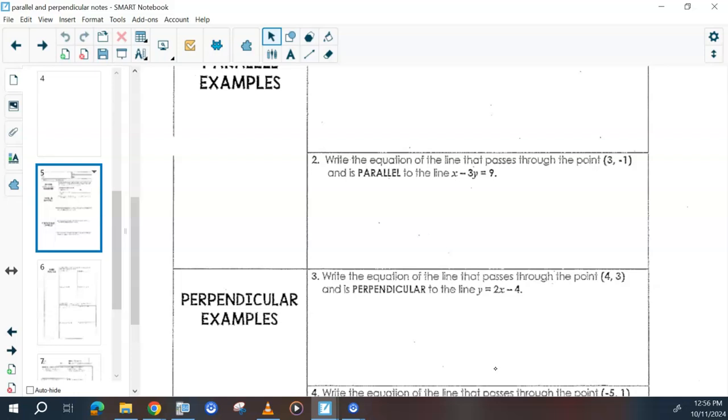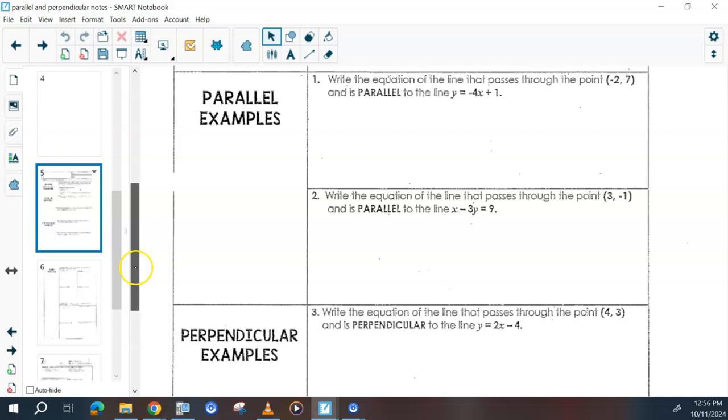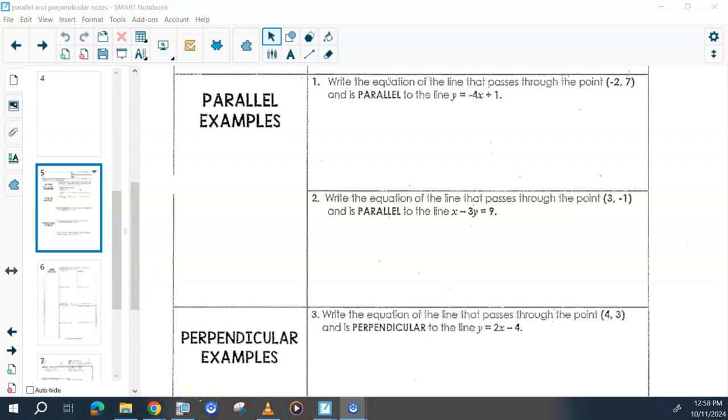Okay, take out your parallel and perpendicular notes from last class. Go back to this page. We are going to finish this. I'm going to give you a small amount of time to work on Delta Math, and then we're going to get into our other notes. Let's refocus. Okay, so last class we did number 1. Now we're going to do 2, 3, and 4.